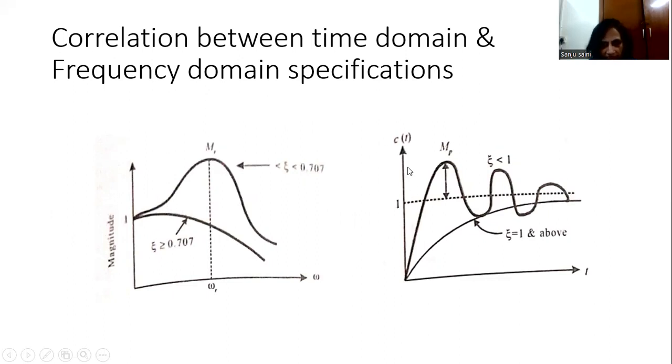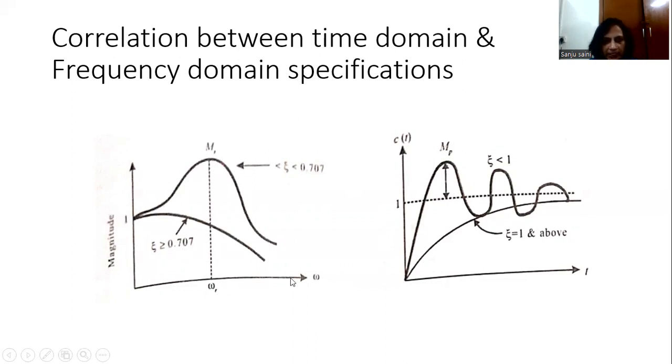This is the graph of magnitude versus frequency. This is the c(t) versus time, so this represents the time domain specification, because it involves the time response, the variation of the output with respect to time. Here we have the magnitude response with respect to frequency, and wherever the magnitude becomes maximum, this is called the resonant peak, MR. In the time domain specification, this is MP, the peak value of the overshoot. Both MP as well as MR are functions of the damping ratio.